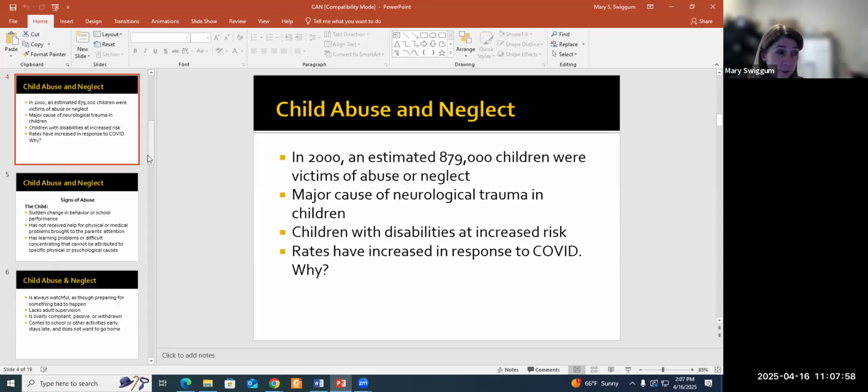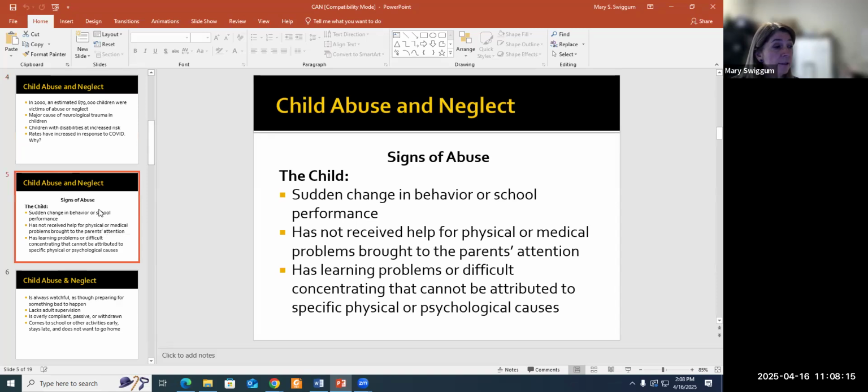And rates related to child abuse and neglect have escalated since COVID. I'm not sure if they've come down yet or not, but COVID really increased the rates of abuse and neglect. Kids were home, parents were forced to teach them, very challenging times.